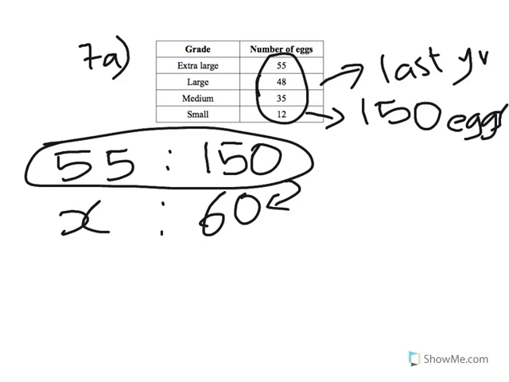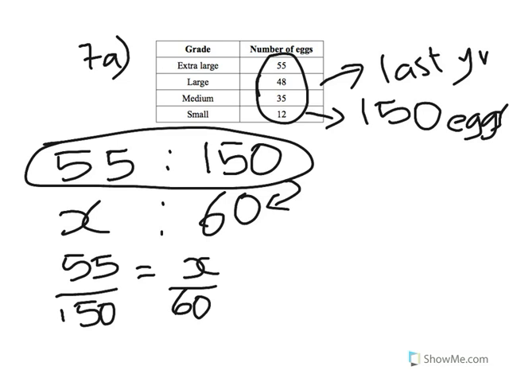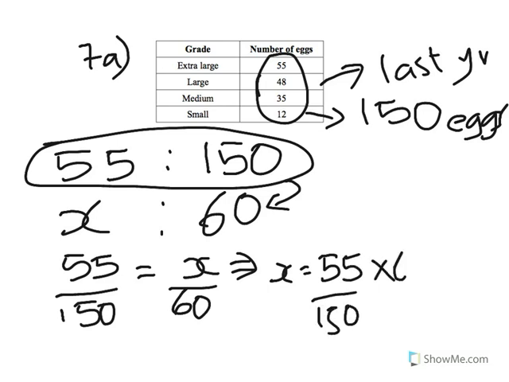Okay, so in this case, now we'll just convert this ratio into algebraic form. We can say 55 over 150 is equal to x over 60, and all we do is solve for x. So x is equal to, just multiply both sides by 60, 55 over 150 times 60. And so x is equal to 22 extra large eggs laid out of the 60. It's basically because we're assuming that this proportion is going to apply for the total 60 eggs.